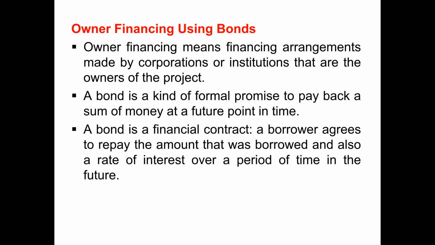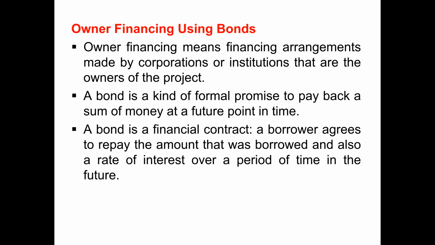Okay, this is another method: corporations and big institutions can build their buildings by floating bonds. Owner financing using bonds. Owner financing means a financing arrangement made by corporations or institutions that are the owner of the project. A bond is a kind of formal promise to pay back a sum of money at a future point in time. Okay, so these bonds can be issued by government departments, municipalities, or highway departments, or whatever.